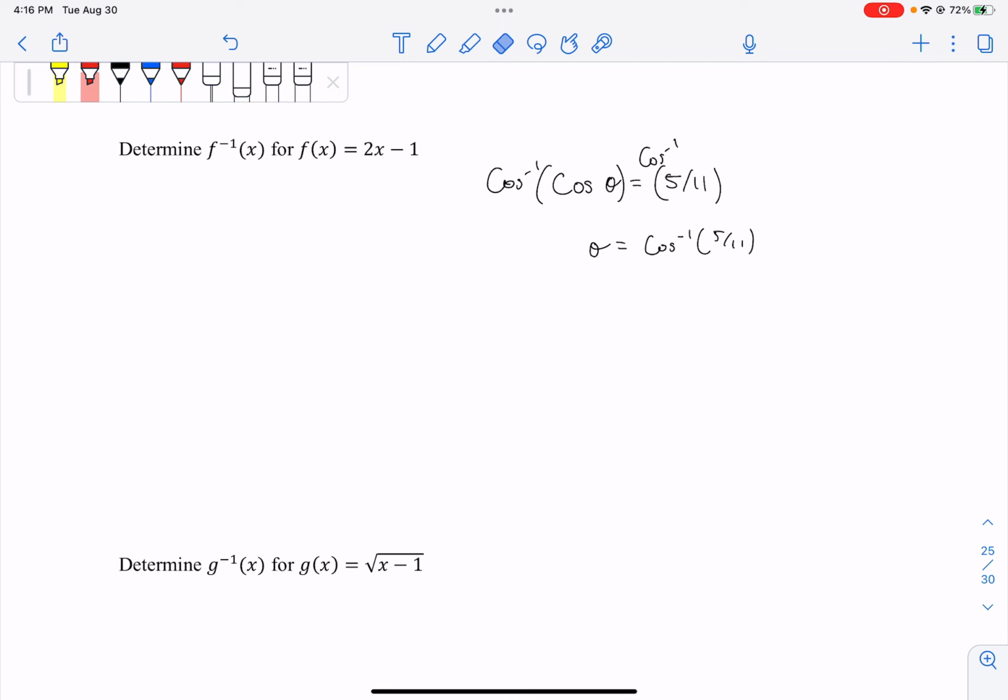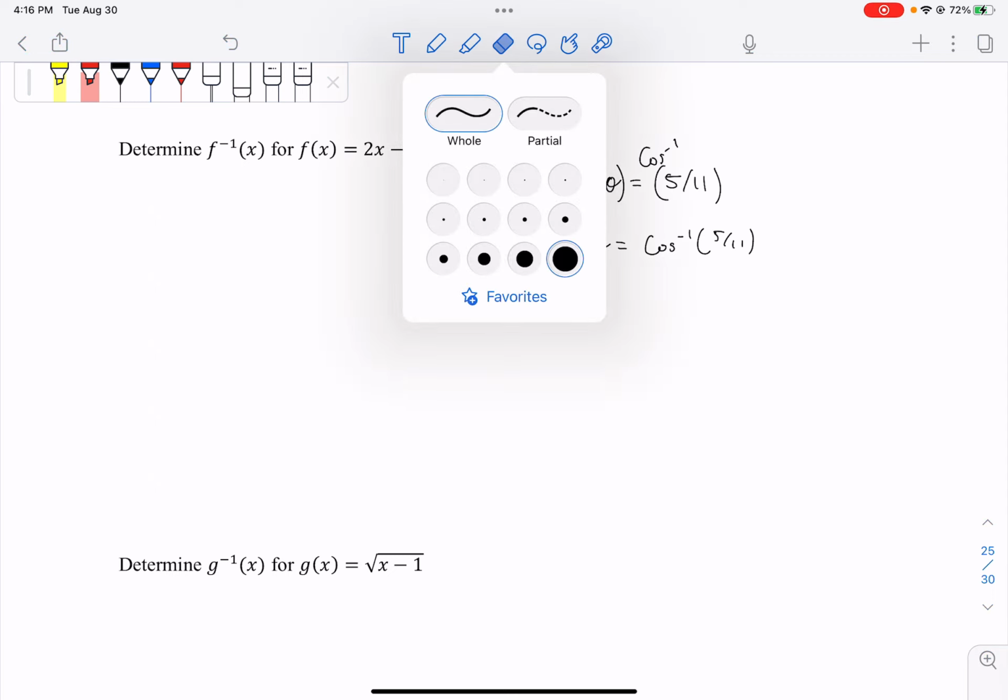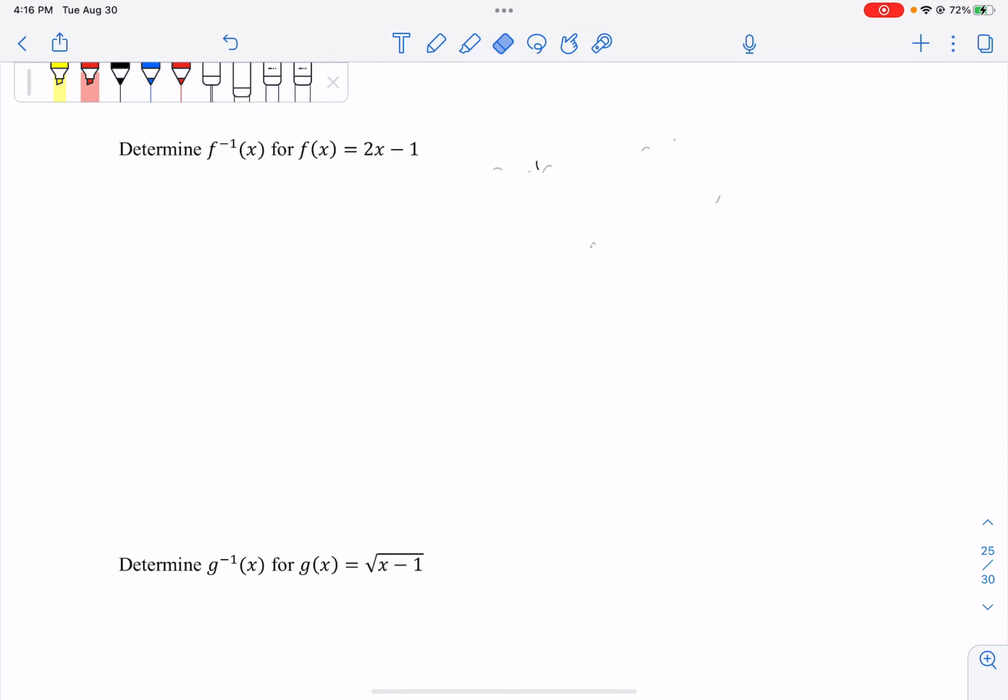At its very core, the very basics of an inverse is to switch the x and the y values. So let's say you have a function which has the point (3, 11). You can find an inverse function, and your new point is going to be (11, 3). So if this is on the original, then this is on the inverse function.